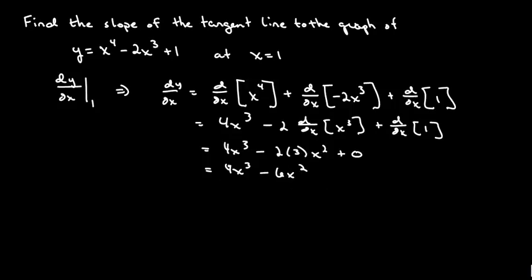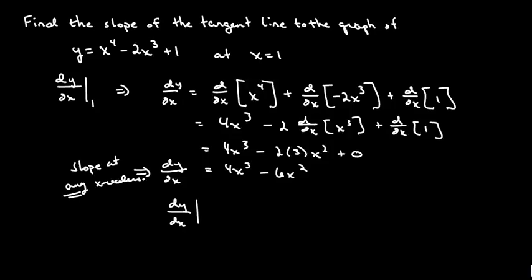Okay, now this right here is dy dx, but we want dy dx, the rate of change, because remember this is the slope at any x value. We want it specifically at the x value of 1, so that's going to be equal to 4 times 1 cubed minus 6 times 1 squared. So that'll be 4 minus 6, which does not look right.